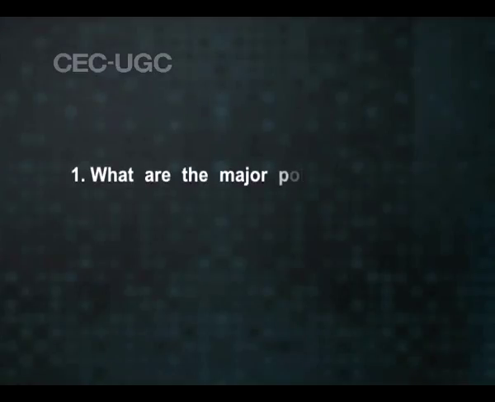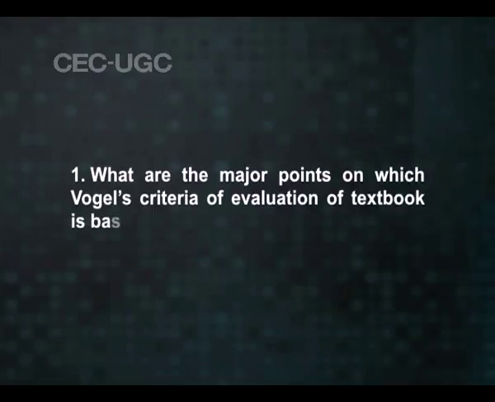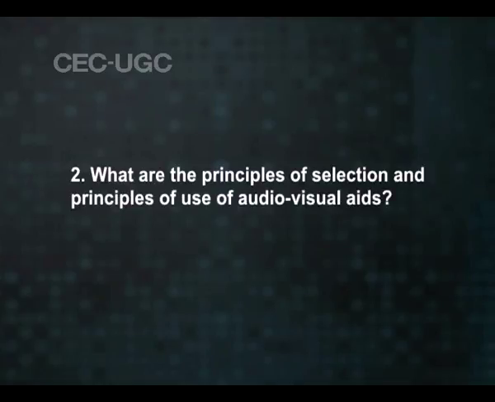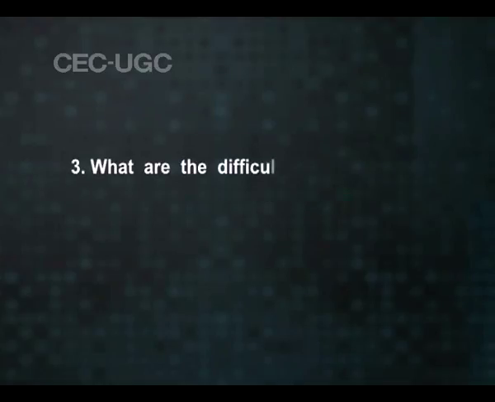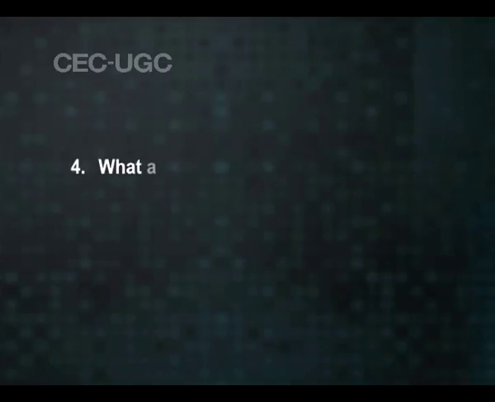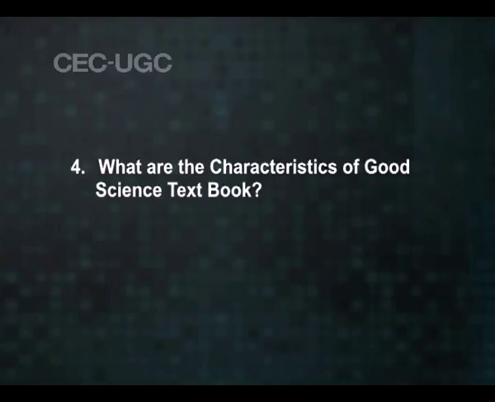Now, please try to answer the following questions. What are the major points on which Vogel's criteria of evaluation of textbook is based? What are the principles of selection and principles of use of audiovisual aids? Next, what are the difficulties faced in the use of audiovisual aids? Next, what are the characteristics of good science textbooks?